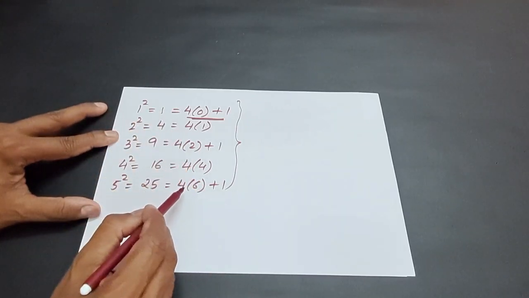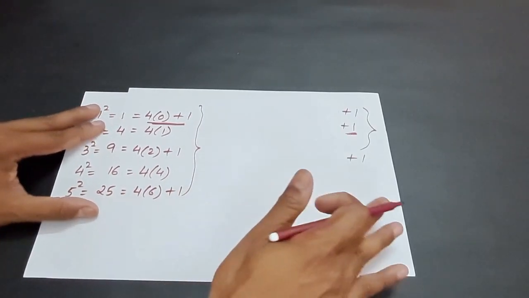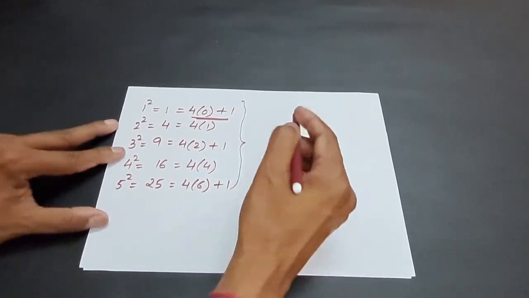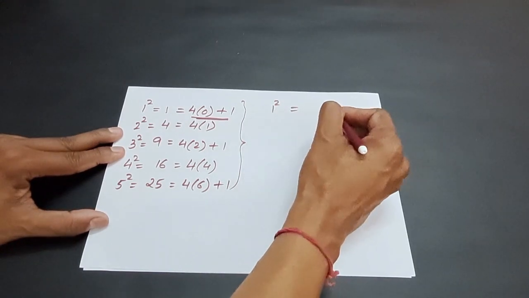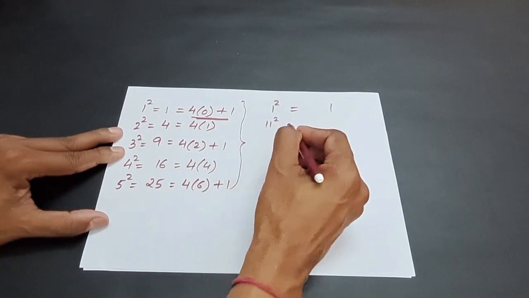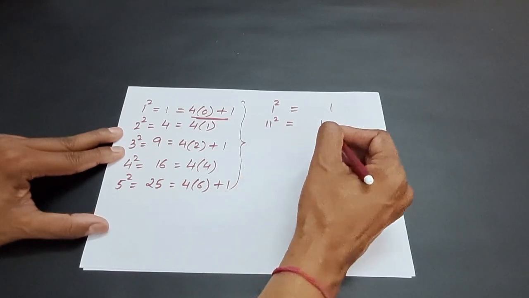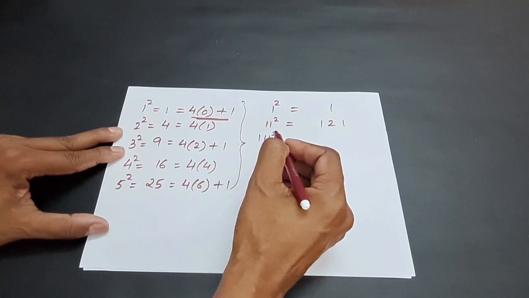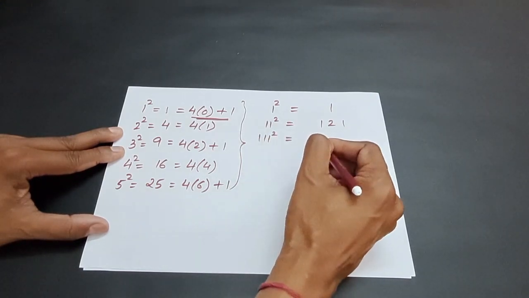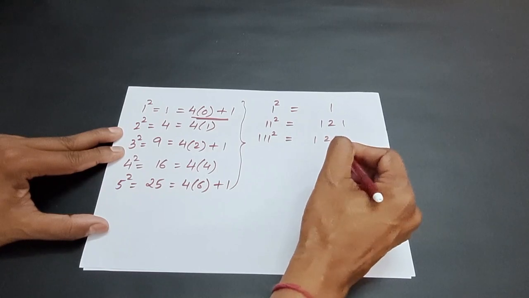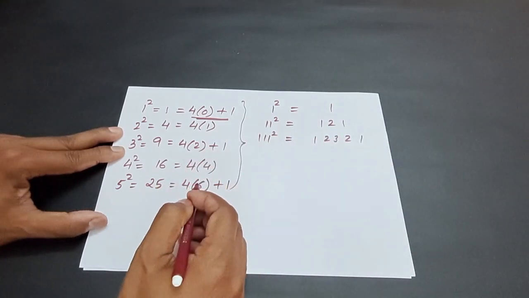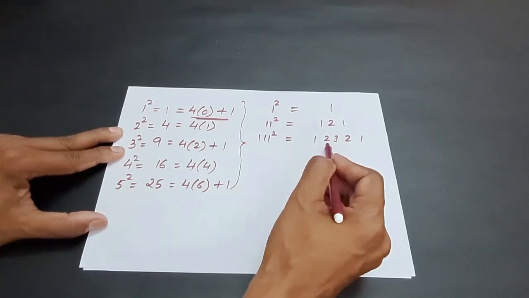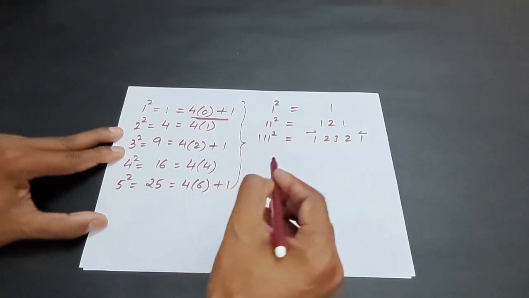In pattern number 4, we have the squares of numbers which contain only ones. So 1 square is 1. But if you take 11 square, that means 2 ones, it will be 121. If you take 111 square, it will be 12321. So you can see we are getting palindrome numbers. Palindrome numbers are the numbers which read the same from the beginning and from the ending.